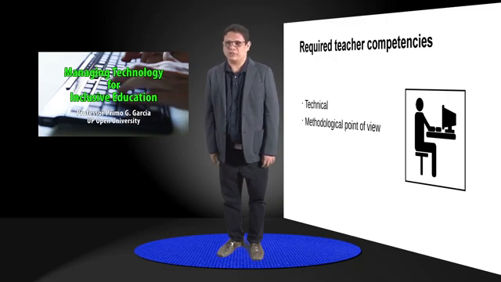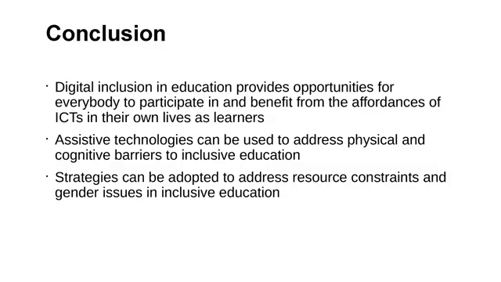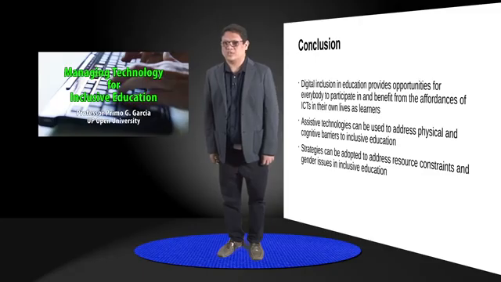in promoting active learning. From this session, we have learned that digital inclusion in education provides opportunities for everybody to participate in and benefit from the affordances of ICTs. Assistive technologies can be used to address physical and cognitive barriers to inclusive education. And there are strategies that can be adopted to address resource constraints in ICT and gender issues in inclusive education.